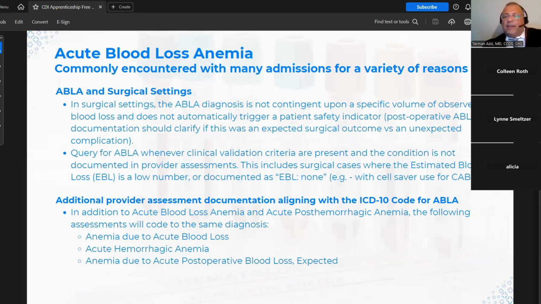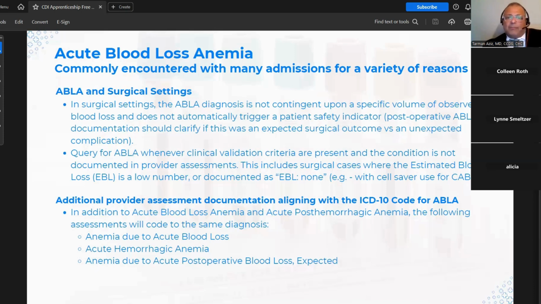Sometimes acute blood loss anemia may be an expected outcome, and providers should really consider that rather than writing things like, well, I use a cell saver for my CABG procedures, so the EBL, the estimated blood loss, is 0. We know that's not realistic. Patients who have extensive cardiothoracic surgery are expected to have some post-operative oozing of blood, even long after the sternum is sealed back together with wires and things like that.